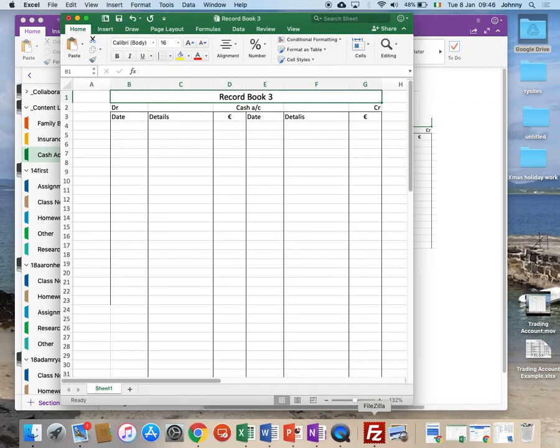Okay. Now, my Record Book 3, I've used Microsoft Excel to do this. The first time we do this, you guys are going to do this on paper. We're going to get it done in class. You're going to take a screenshot of it and you're going to include it in your personal folder, and I'll show you how to do that in a second. Okay? So, we start off with our opening cash.